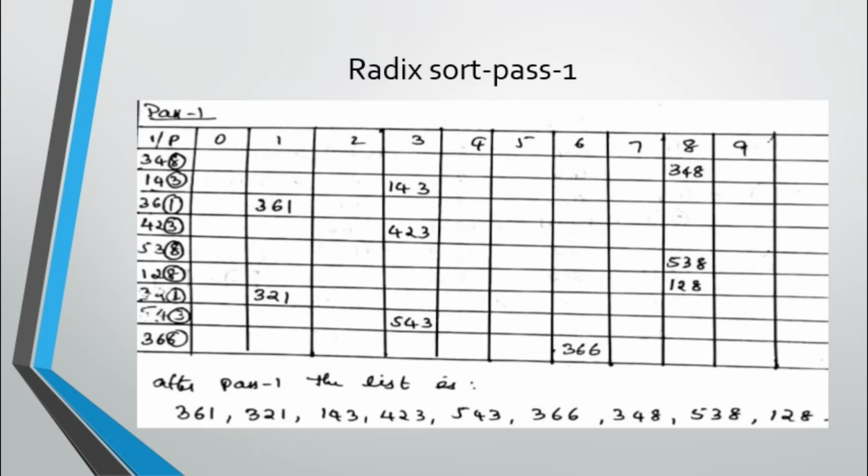Radix sort is an integer sorting algorithm, so you need to take the inputs, and the bins are from 0 to 9. You need to draw this table and write the numbers in the order of the given input. Vertically, don't get confused, you need to write the digits 0 to 9. This is common to all passes.